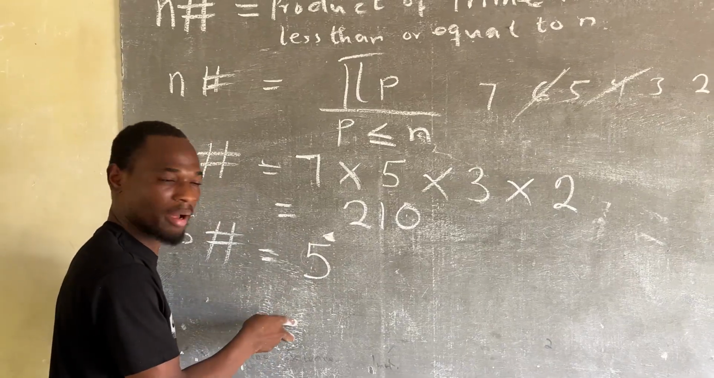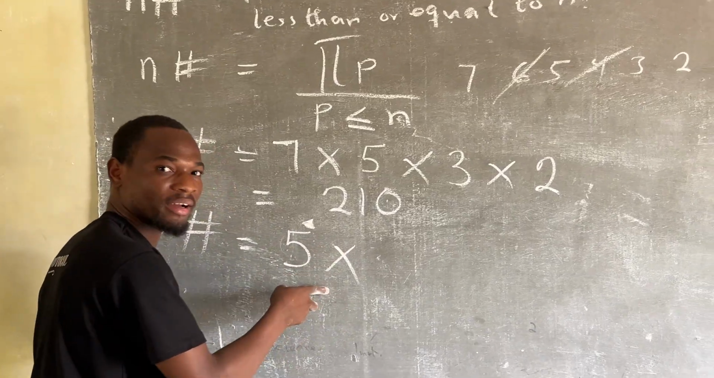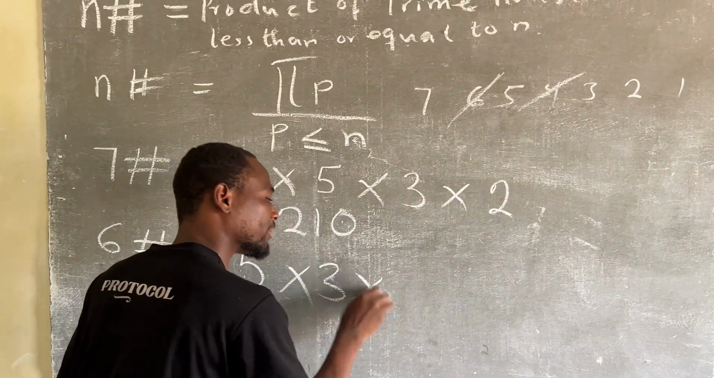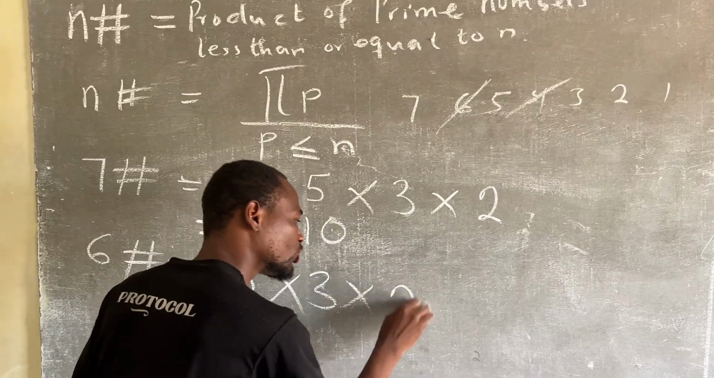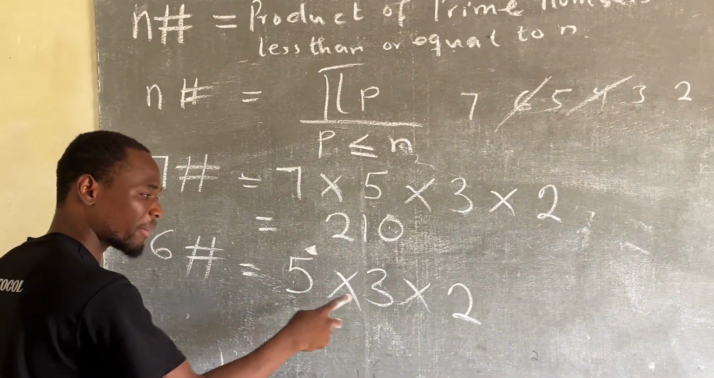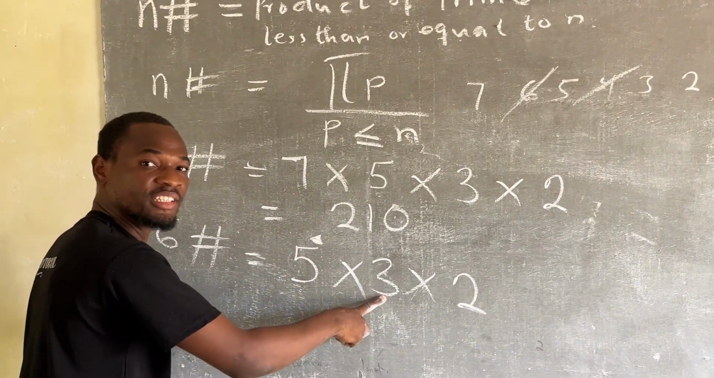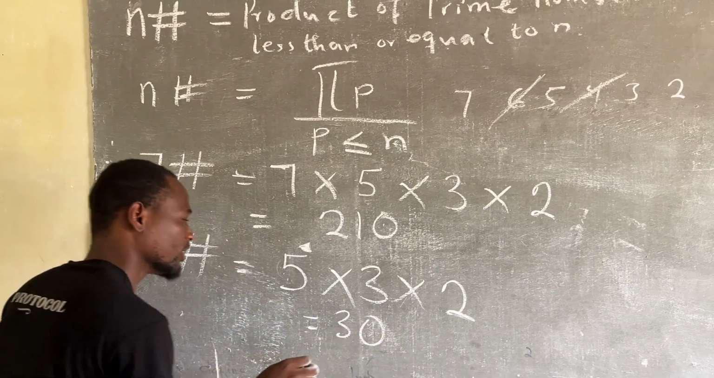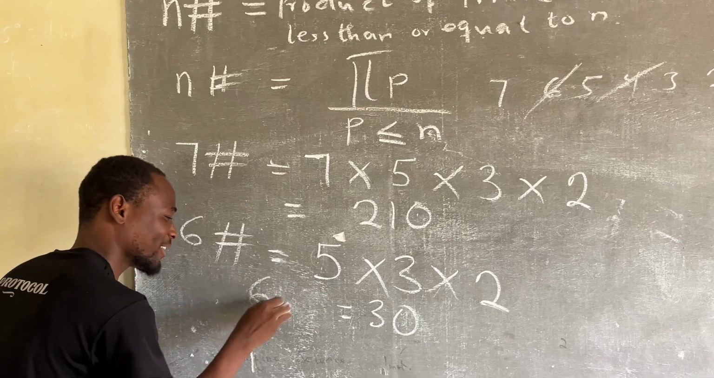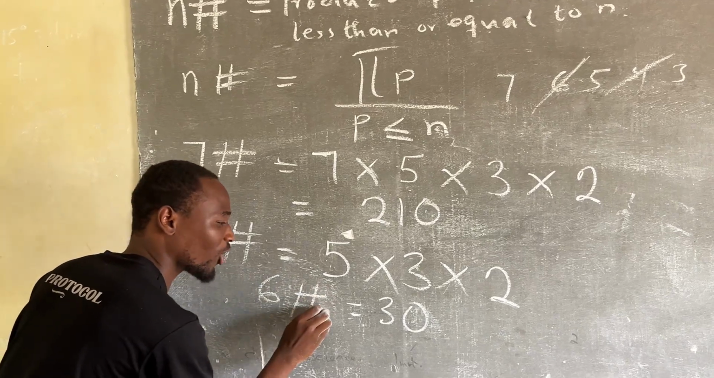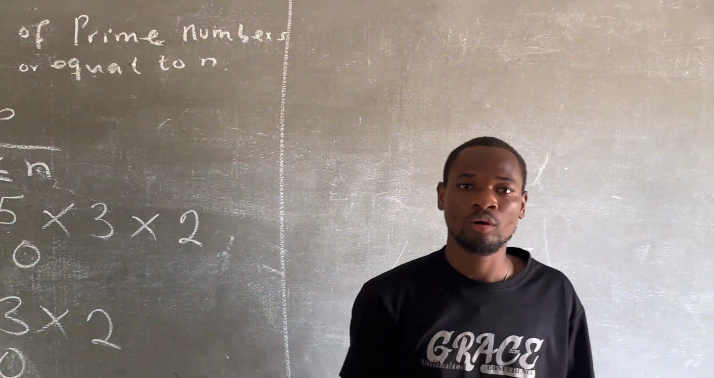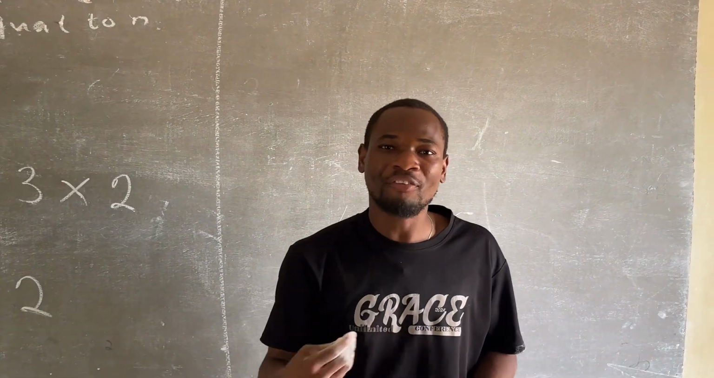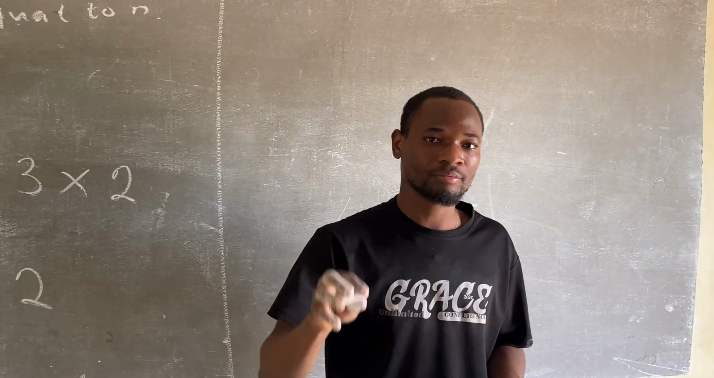Because that's the next prime number. Then times the next prime number, which is 3. Then times the next prime number, which is 2. So 5 times 3 is 15. 15 times 2 is 30. So therefore, 6 primorial is equal to 30. Okay, class.